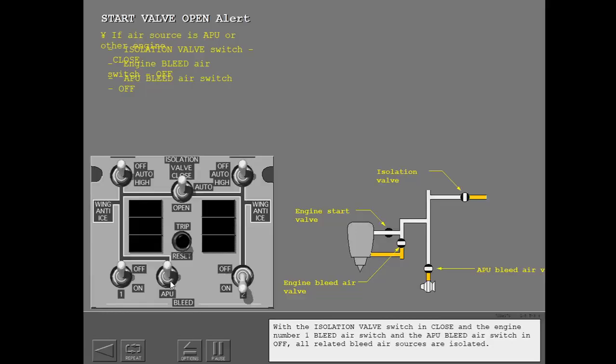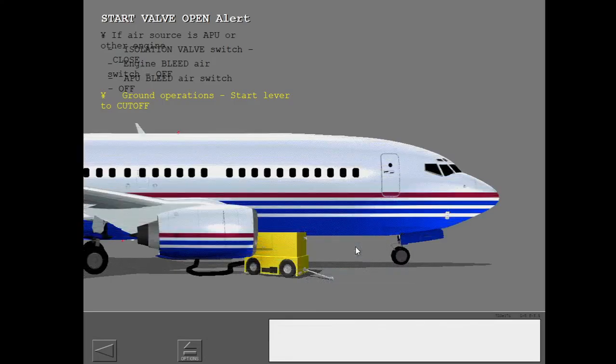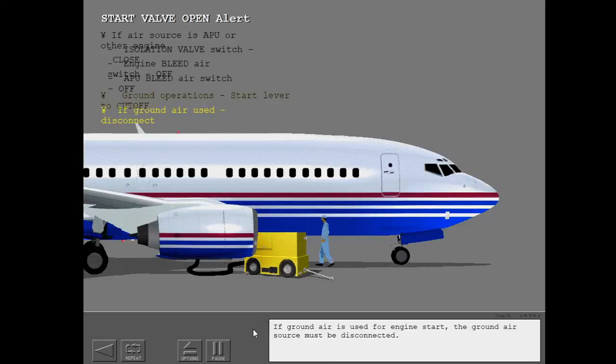With the isolation valve switch in close and the engine number 1 bleed air switch and the APU bleed air switch in off, all related bleed air sources are isolated. For all ground starts, move the start lever to cutoff. If ground air is used for engine start, the ground air source must be disconnected.